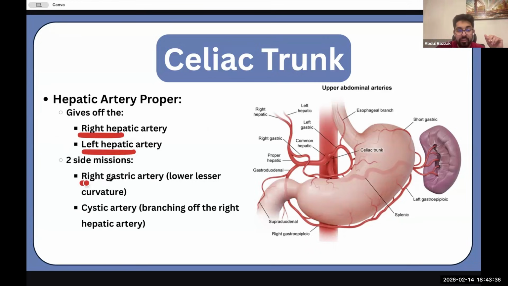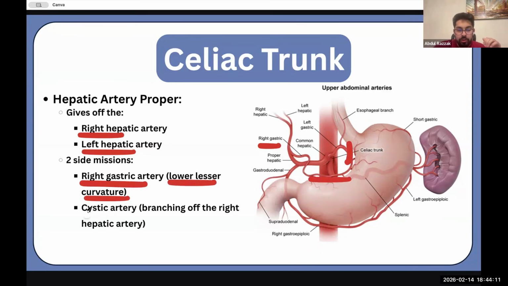The first one is giving off the right gastric artery, which would be kind of confusing to you, because why would an artery going to the right give an artery going to the left to the stomach? It is the right gastric. So this is very, very easy to identify. The liver is on the right, tamam, and you have the hepatic artery proper going to the right toward the liver, giving a branch to the stomach. So that branch is going to be easily your right gastric artery, tamam? It's on the right side. And this branch is going to be supplying the lower lesser curvature, anastomosing with the left gastric artery.